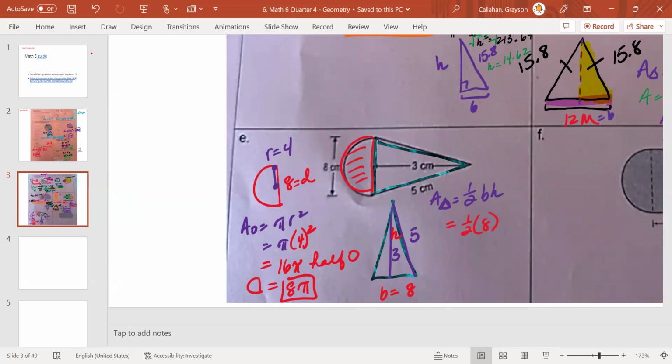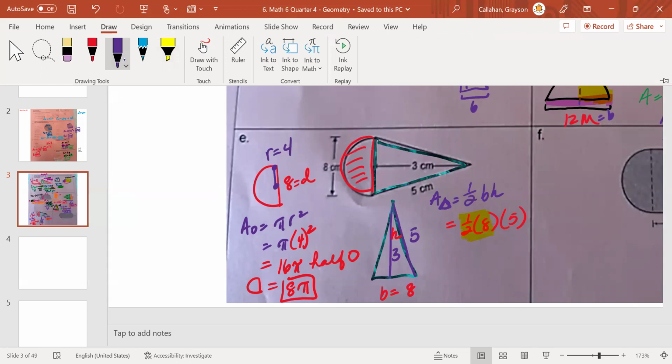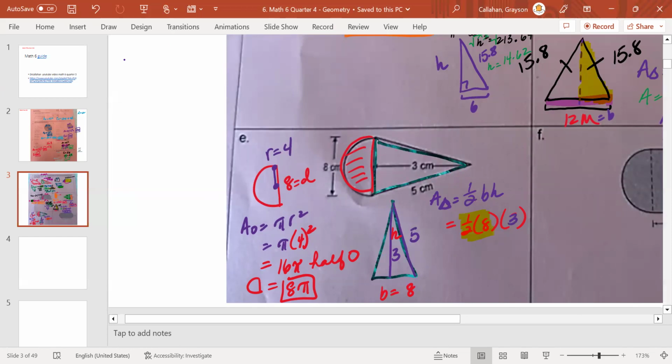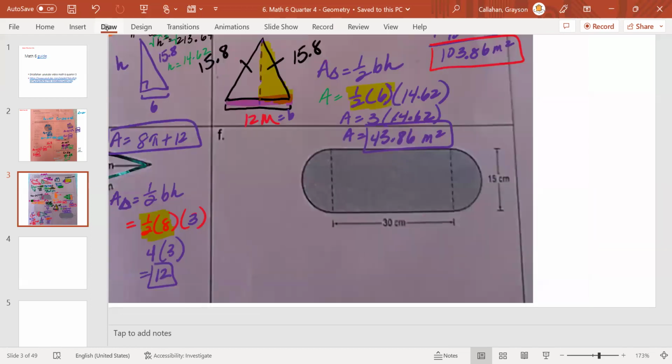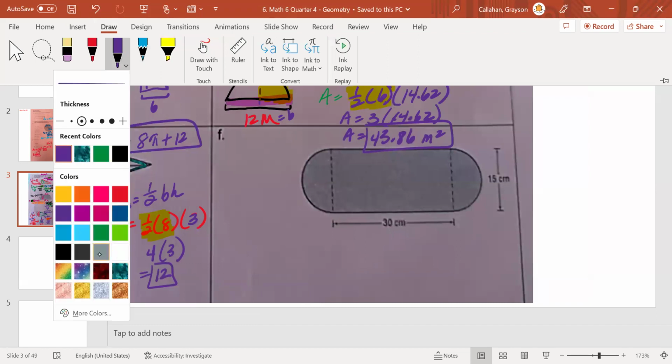1/2 base times height. Remember how I told you you want to do this little trick right here? What's that going to give you? Oh, it is 3. Sorry. I miswrote this. What's 1/2 of 8? 4. So then your area here is 12 for the triangle, right? You got to add the two together. So 8 pi plus 12 is the area. That's your answer, okay? And she asked you to keep it in pi form, so we're just going to keep it as is. One part which was 12. Fine, but you need to figure that out.